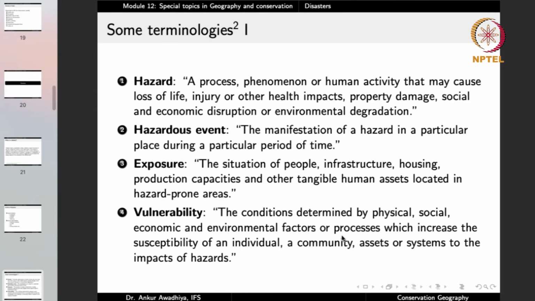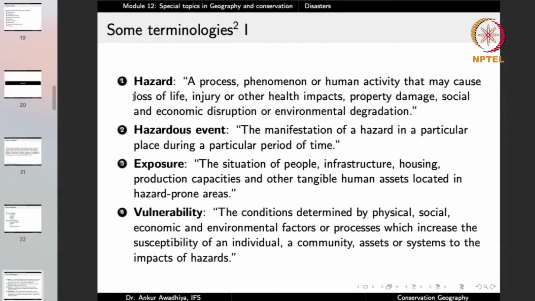Now, in this context, we can look at certain terminologies. Hazard is a process, phenomenon, or human activity that may cause loss of life, injury, or other health impacts, property damage, social and economic disruption, or environmental degradation. So we have looked at all of these words in the definition of disaster, but in this case, hazard is a process, phenomenon, or human activity that may cause all of these. So if you have the possibility of something that may lead to a disaster, then we say that that is a hazard. A hazard is something that may cause all of these things that a disaster actually causes: loss of life, injury or other health impacts, property damage, social and economic disruption, or environmental degradation.